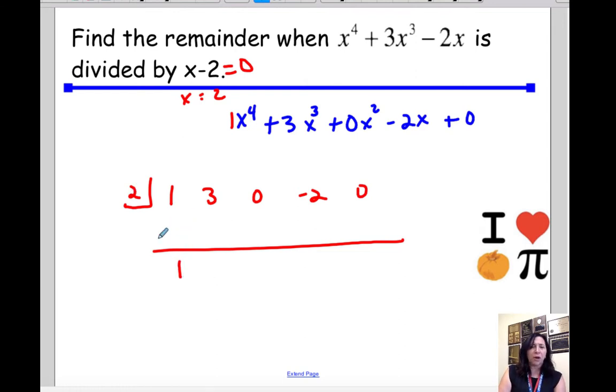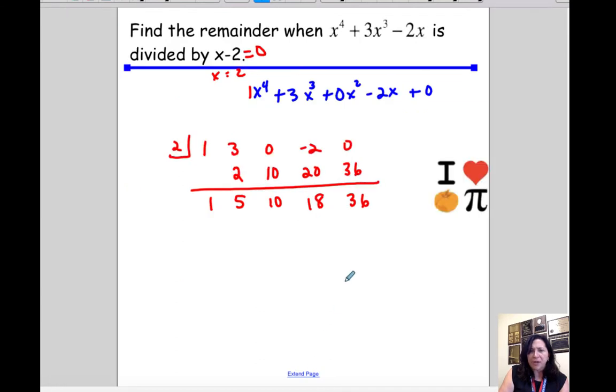Now I'm going to multiply across. 1 times 2 is 2. 3 plus 2 is 5. Okay, add down. Multiply across. 5 times 2 is 10. Add down, 10. Multiply across, I get 20. Add down, that's 18. 18 times 2 is 36. Add down, I get 36. So basically, my remainder is 36. That's just the short answer of that.